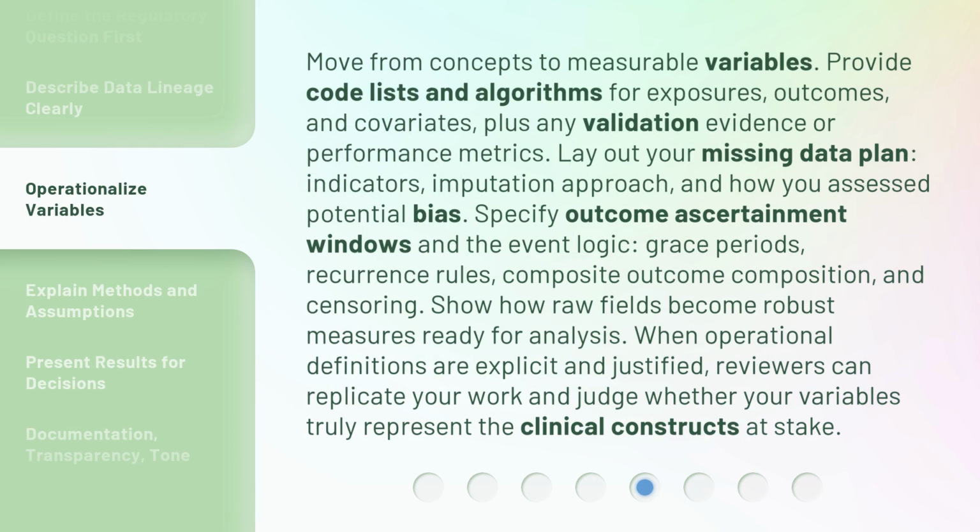Move from concepts to measurable variables. Provide code lists and algorithms for exposures, outcomes, and covariates, plus any validation evidence or performance metrics. Lay out your missing data plan, indicators, imputation approach, and how you assessed potential bias. Specify outcome ascertainment windows and the event logic, grace periods, recurrence rules, composite outcome composition, and censoring. Show how raw fields become robust measures ready for analysis.